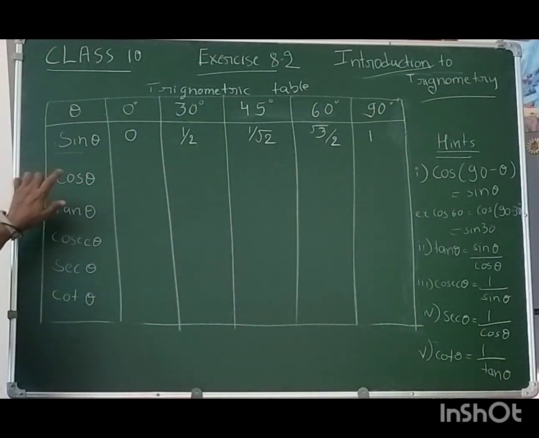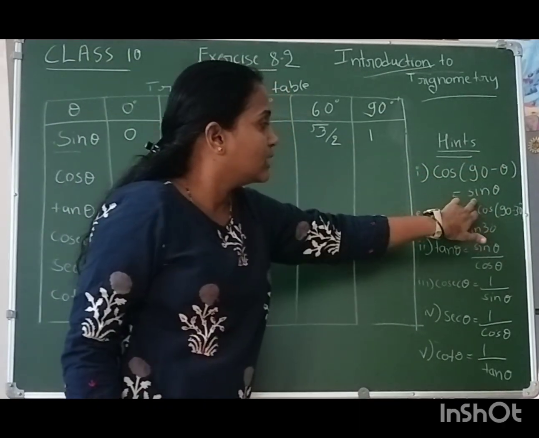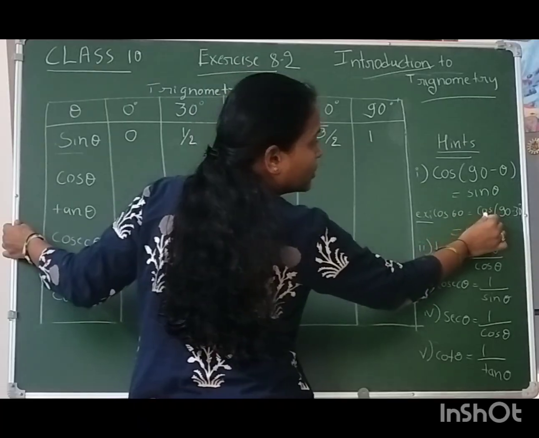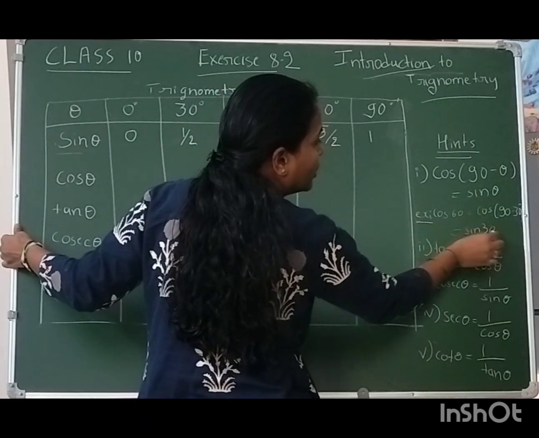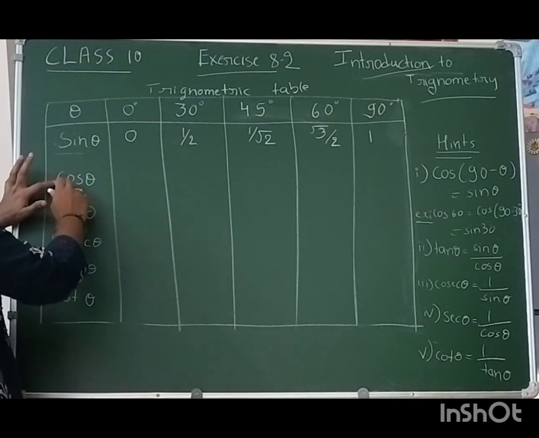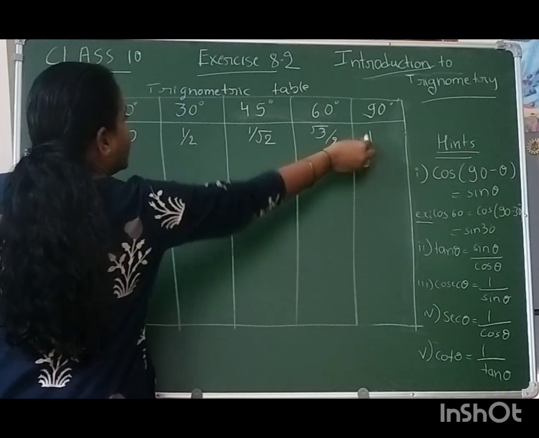Right? So after knowing the sin theta, using the relation cos 90 minus theta is equal to sin theta. For example, cos 60 we can write as cos 90 minus 30. So it will become sin 30. So cos 60 is equal to sin 30. So using those relations, we'll establish the values for the cos theta.